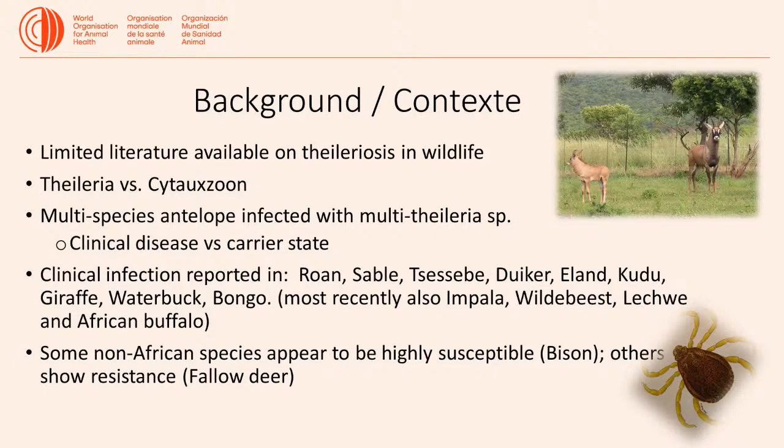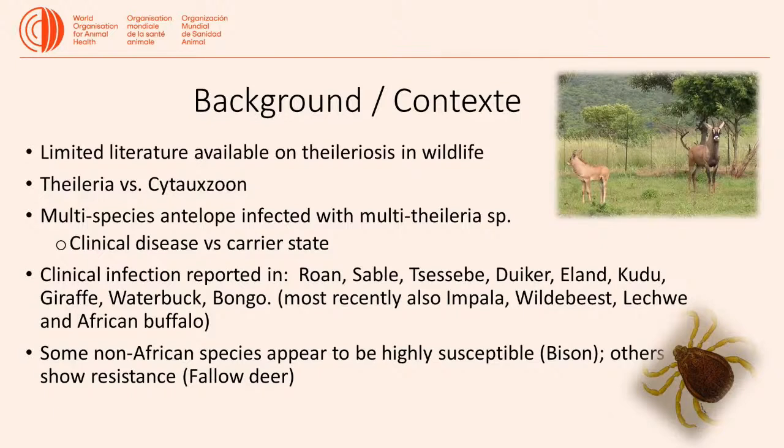If we look at the antelope species, clinical disease has been reported largely in roan and sable antelope. So they are the two most susceptible species to clinical disease. Many of the other species only get affected when the density of the population increases. You're going to get tularemiasis being the terminal cause of death in some of them. But roan and sable antelope can be, in fact, the primary pathogen.